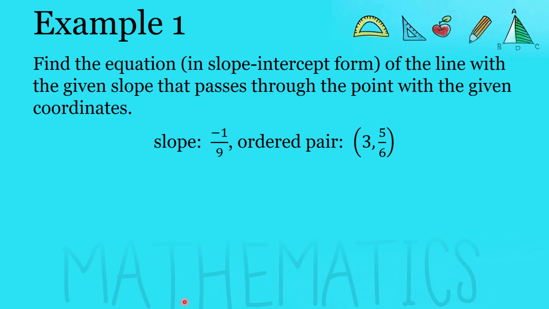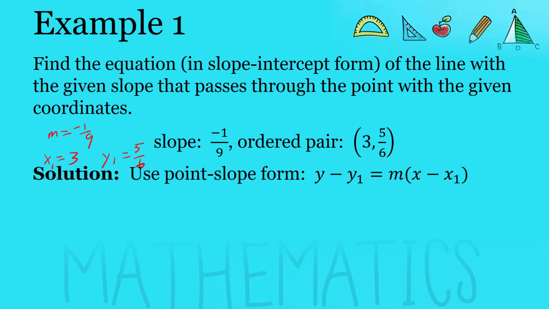The first example is to find the equation, and they want it in slope-intercept form, for this line with the given slope, which is negative 1/9, that passes through the point with the given coordinates, and our given ordered pair is 3, 5/6. So we have that m is equal to negative 1/9, that's our slope, and we have that our point is 3, 5/6. So m is going to be negative 1/9, x1 is equal to 3, and y1 is equal to 5/6. So all we need to do now is apply the point slope form.